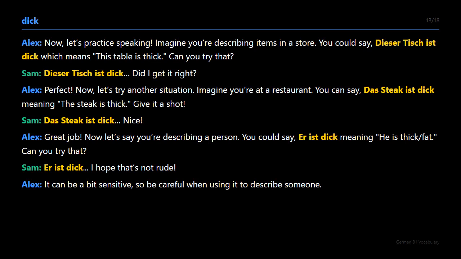Nice. Great job. Now let's say you're describing a person. You could say, "Er ist dick," meaning he is thick/fat. Can you try that? Er ist dick. I hope that's not rude. It can be a bit sensitive, so be careful when using it to describe someone.